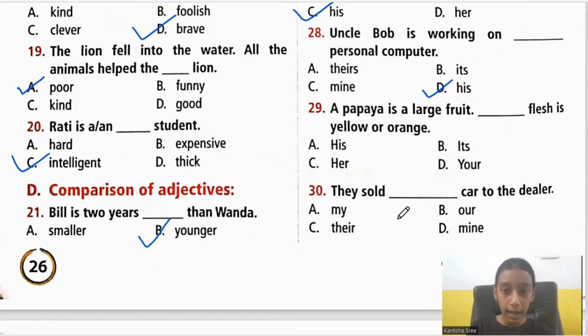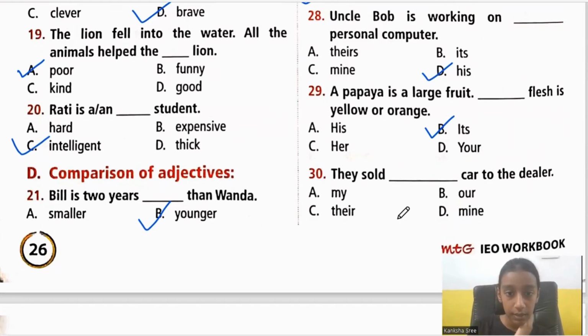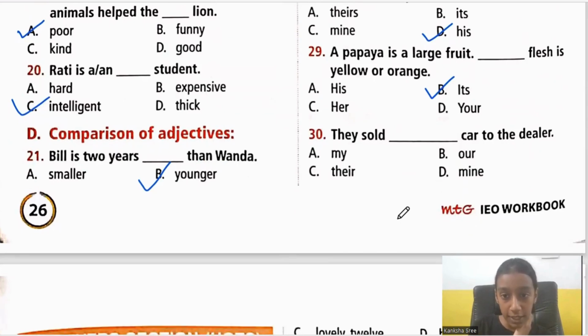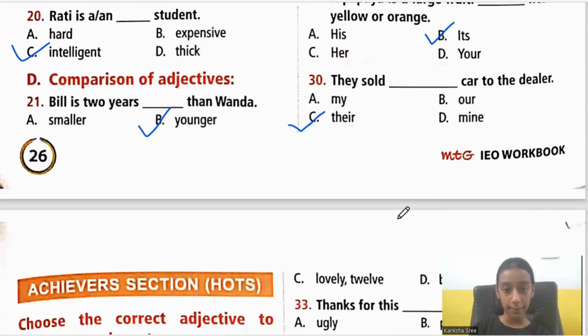Next. A papaya is a large fruit. Dash flesh is yellow or orange. So papaya, it's an object. It's a non-living thing. Okay, you can't refer to its gender. So it is its. When it's something that has no gender, it is its. Okay. Next. 30th one. They sold dash car to the dealer. My car, our car, their car, mine car. They sold their car. When it's they, it always just accompanies with their.